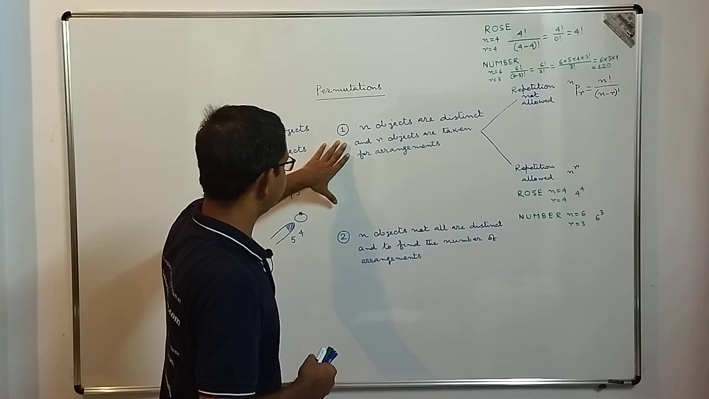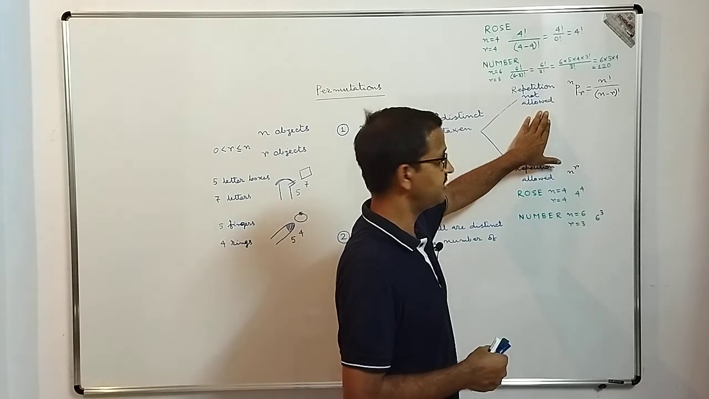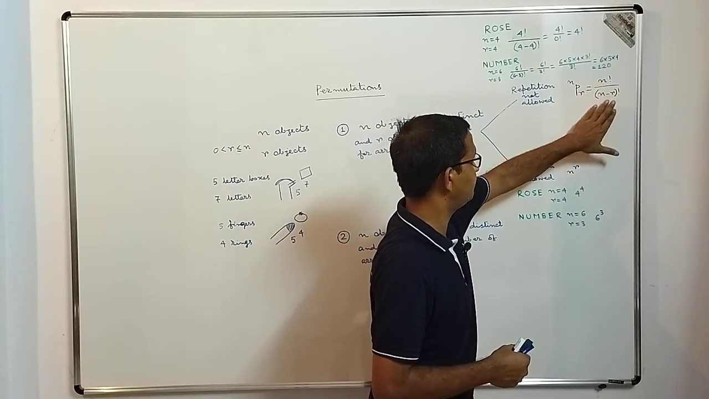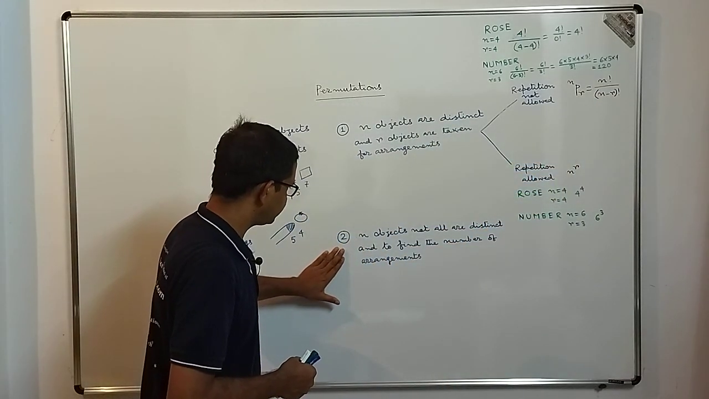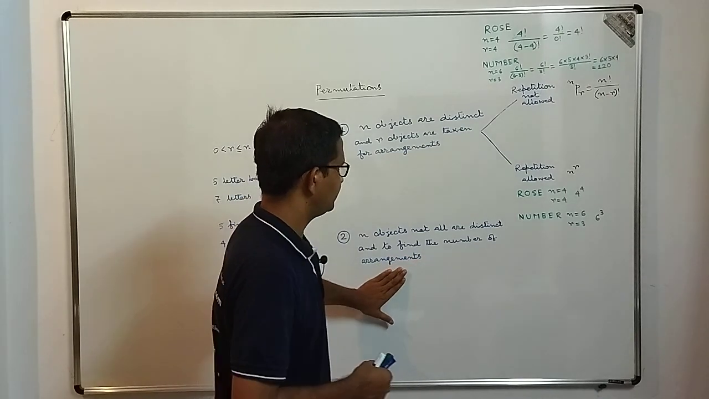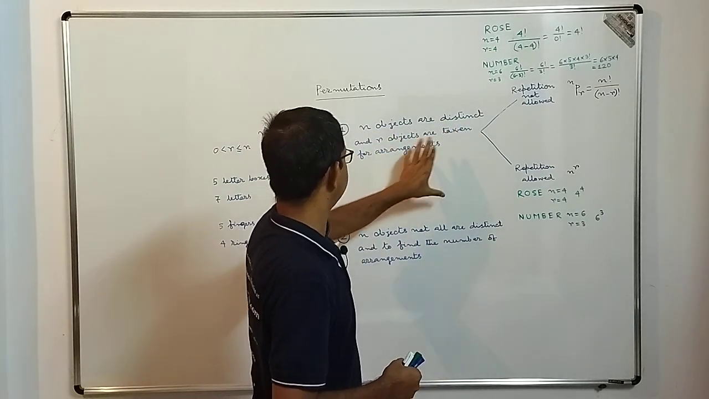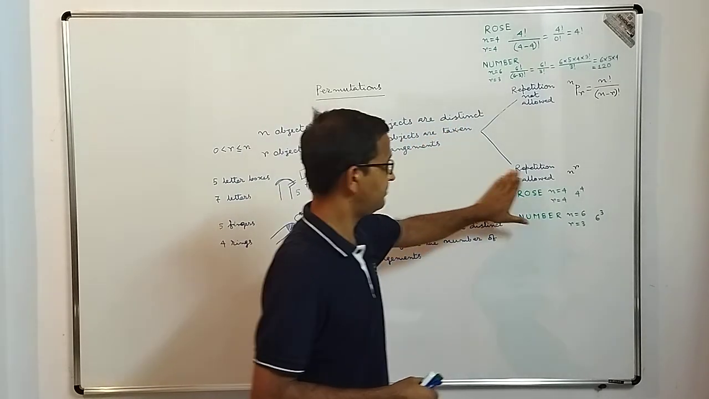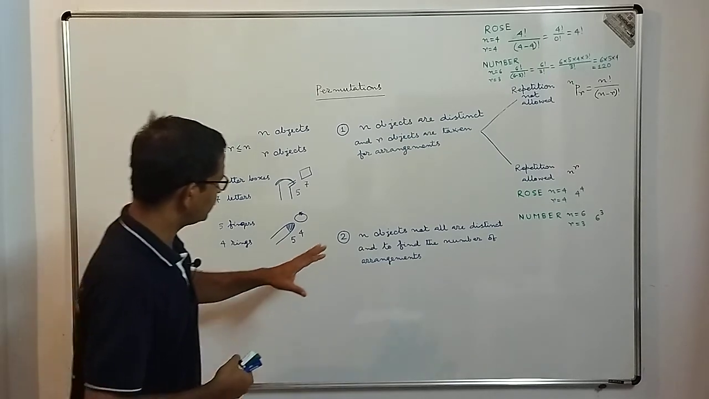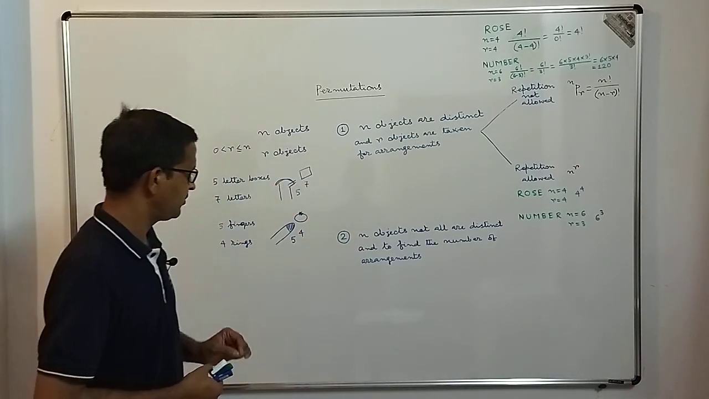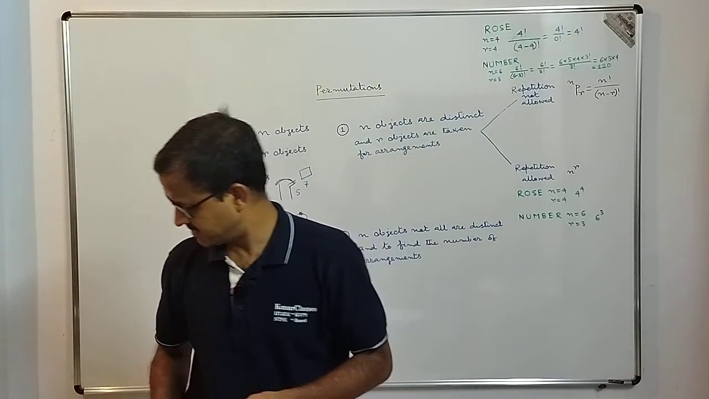If n objects are distinct and r objects are taken for arrangements, and repetition is not allowed, the possible number of arrangements is nPr, that is equal to factorial n divided by factorial n minus r. And if n objects are distinct and r objects are taken for arrangements and repetition is allowed, then the possible number of arrangements is n to the power r. Fine. Now let us look into the second case, where n objects are not all distinct. Let us understand this by means of an example.